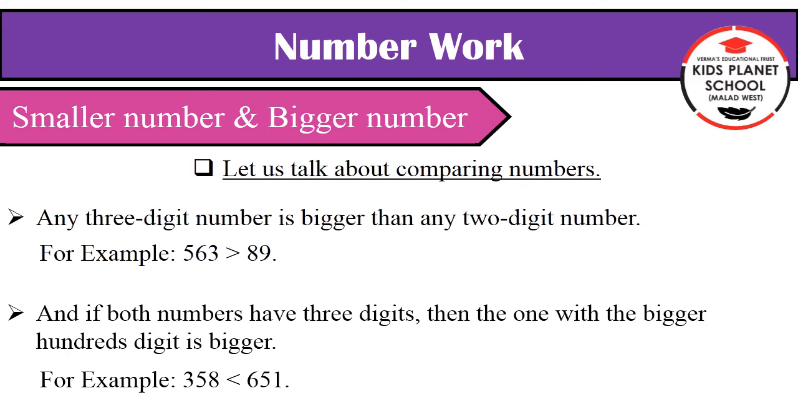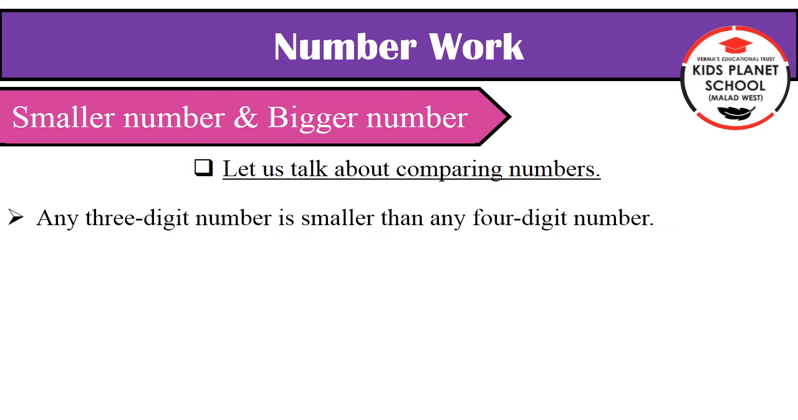Children, which is the bigger number, 3 or 6? Yes, 6. So it means 651 is the bigger number. Any 3-digit number is smaller than any 4-digit number.